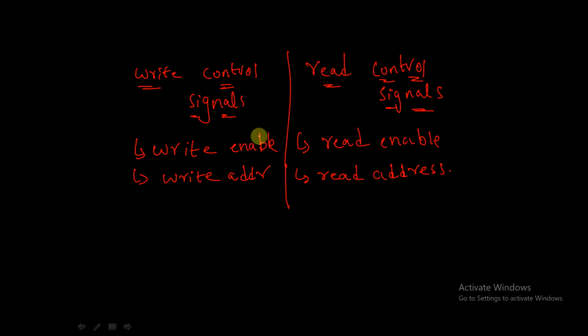On the write side, we have write control signals as write enable and write address, and on the read side, we have read enable and read address. We have data in and data out, and we have common global signals: clock and reset. So clock, reset, data in, data out, write enable, write address, read enable, and read address are the signals associated with our RAM.